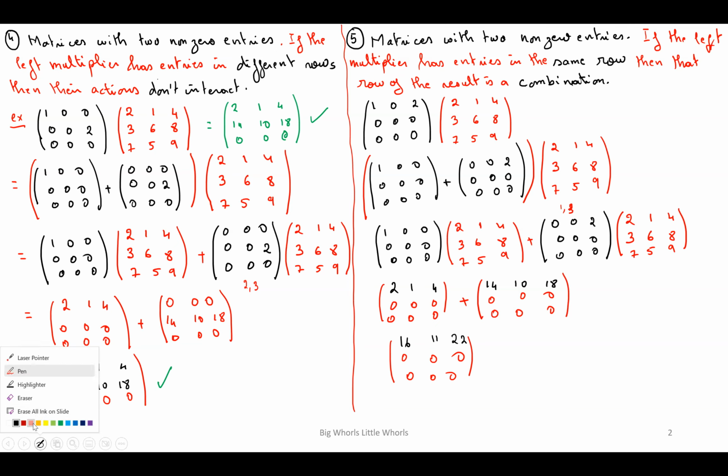Let's check this with a normal matrix by matrix multiplication. So let's see here, we just want to do matrix by matrix multiplication. So 1, 0, 3 multiplied by 3, 2, 7. This is going to be 2 plus 14 is 16. Here we have 1 plus 10 is 11, and here we have 4 plus 18 is 22. Okay, and then this row is 0 multiplied by all the columns, so it's going to be 0, 0, 0. The third row is also just 0 multiplied by all the 3 columns, so it's going to be 0, 0, 0. So yes, it is verified.